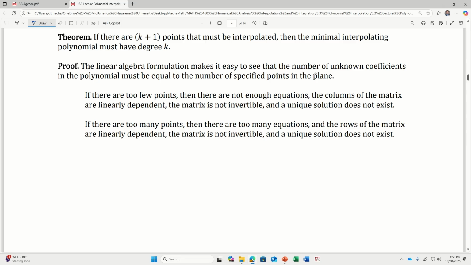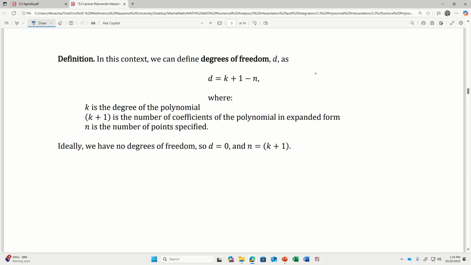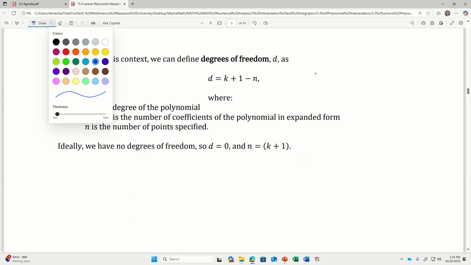If you don't have enough points, then the columns of your matrix are not going to be linearly independent. And if you have too many points, then the columns of your matrix are not going to be linearly independent. And you remember from linear algebra, that means you can't invert the matrix.